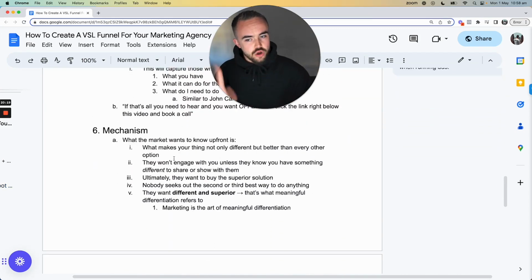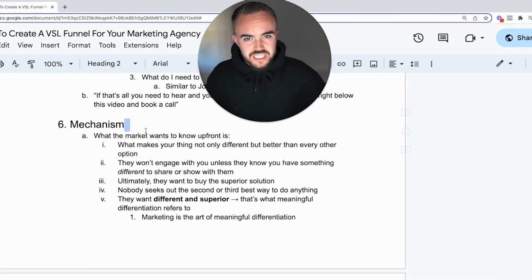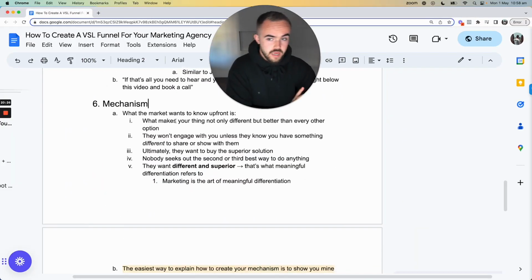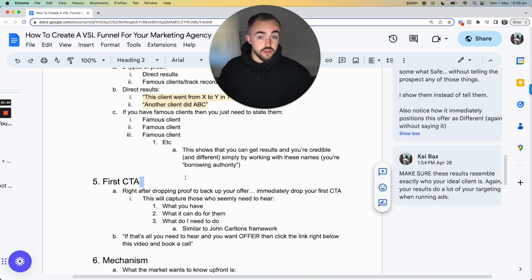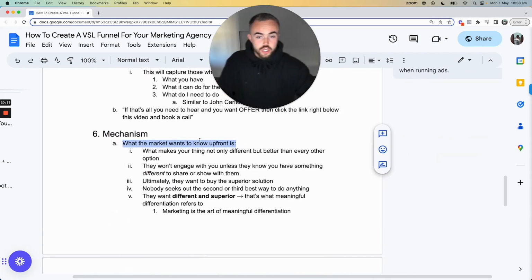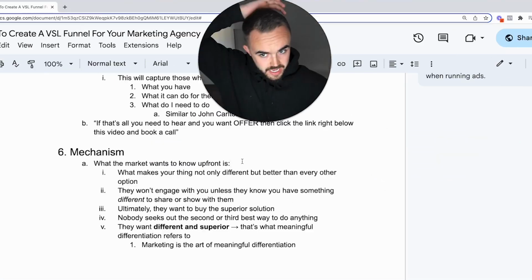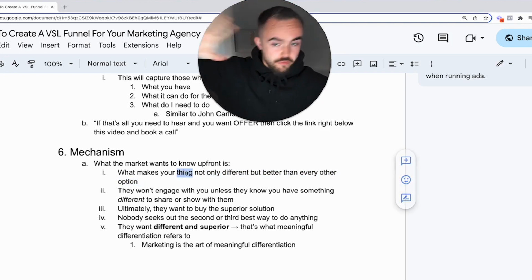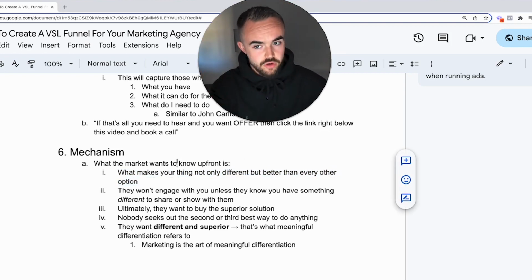But there's going to be that trough of traffic where they're like, well, hang on, what are you actually doing? How does this actually work? So that's where you go into your mechanism. This is why this is called the first CTA, not the only CTA. Primarily, from a broad perspective, what the market wants to know up front is what makes your thing, whatever you're offering, not only different, but better than every other option, like I was speaking about before.